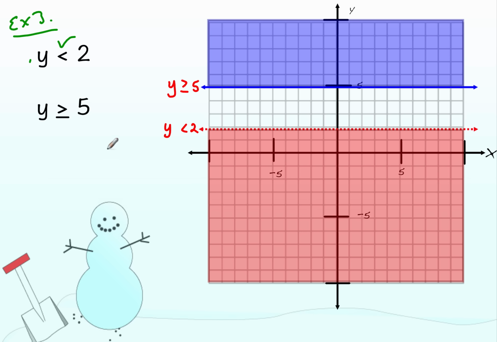Well, wait, where's my solution set? I don't see the blue and the red crossing. Guess what? The solution set is nothing. Because it's impossible for a y value to be less than 2 and at the same time that y value be greater than or equal to 5. There is no solution to this, and that's fine. We can have problems in math that don't have answers. See ya.